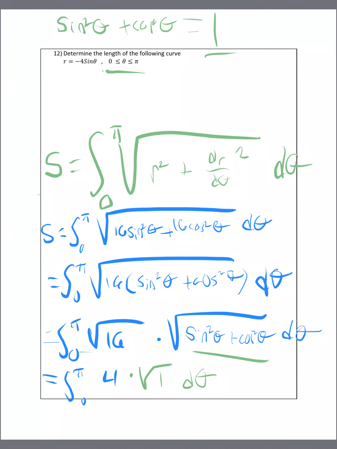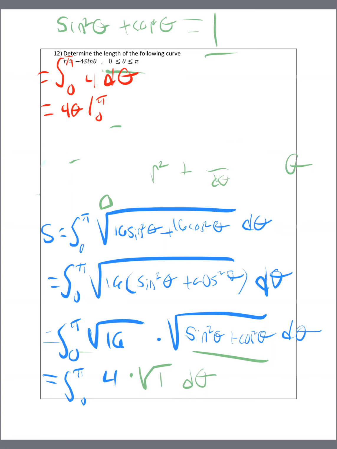So now all we're left with, and I'll start from the top because there's more space, is the integral from 0 to pi of just 4 d theta, because the square root of 1 is just 1 and you're left with nothing. This is very easy because the integral of 4 is just 4 theta. You're looking at it from 0 to pi. It's very easy to just plug in these bounds because it's just plugging in the upper one minus the lower one. So 4 pi minus 4 times 0. The answer is 4 pi.